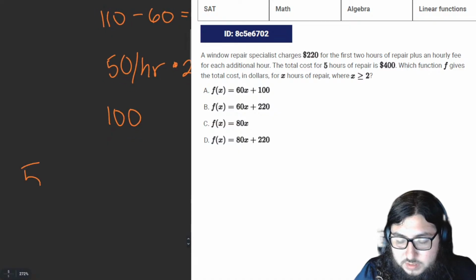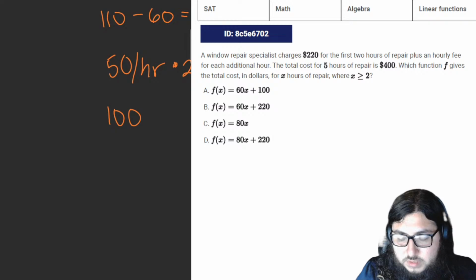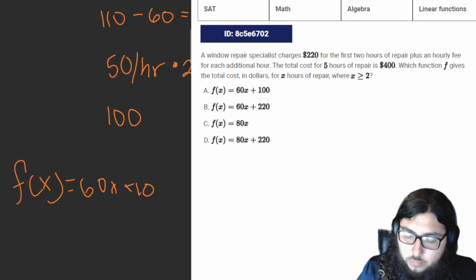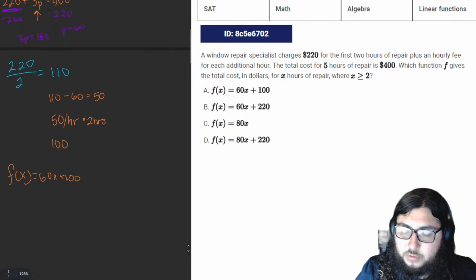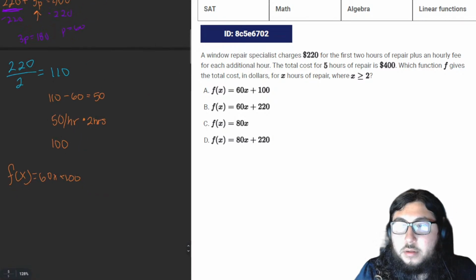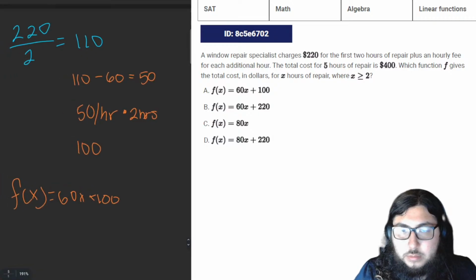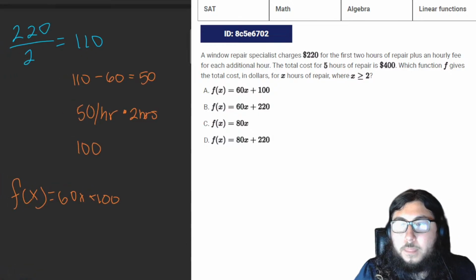So we can rewrite this as, well, let's start with f of x is equal to 60x plus 100. They have a more algebraic approach of doing it, but I like this method a little more. I think it's a little more digestible. So if there are any questions about this, feel free to let me know.